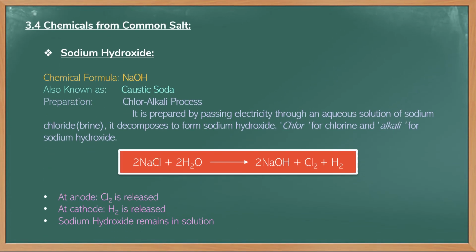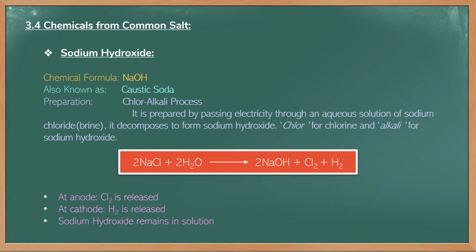Sodium hydroxide, also known as caustic soda, is represented by the formula NaOH. It is prepared by chloralkali process. It is prepared by passing electricity through an aqueous solution of sodium chloride brine. It decomposes to form sodium hydroxide. Chlor for chlorine and alkali for sodium hydroxide. The chemical equation represented here.